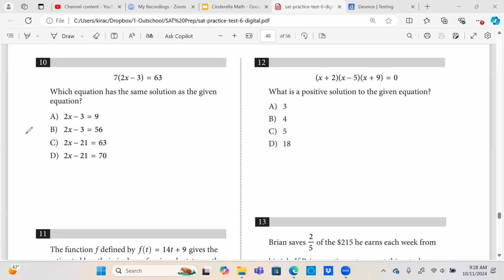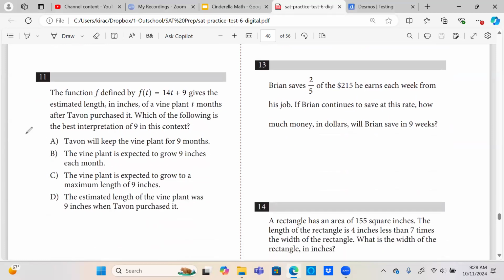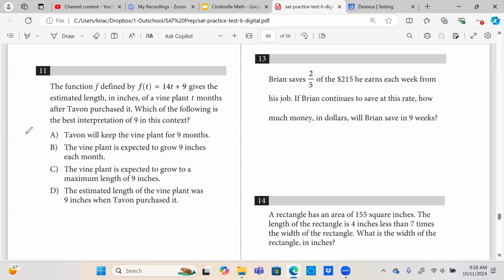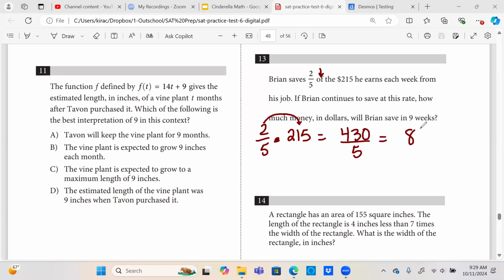Brian saves 2/5 of the $215 he earns each week from his job. If he continues to save at this rate, how much money will he save in 9 weeks? Okay, so 2/5 of the 215. So we need to figure out what he saves in 1 week. So let's do 2/5 times, right, of is multiply, 215. You can just use your calculator for that or by hand. That's 430 divided by 5. So that's 86. That's what he's saving per week. So that's not the answer, but that gets us started there.